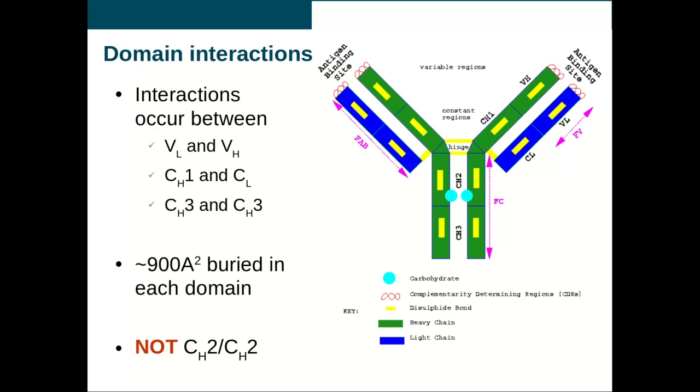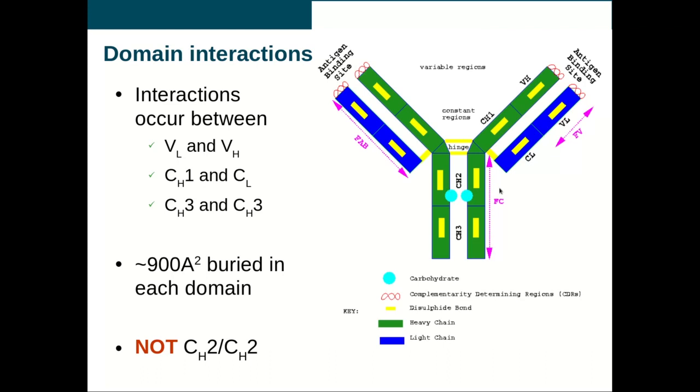So when we look at the domains, we've concentrated on the VH and VL. Those come together to form the FV fragment, and that forms the binding site containing the CDR loops. The CH1 domain also interacts with the CL, and the CH3 domains interact with one another. In each case, approximately 900 square angstroms is buried in these interfaces.